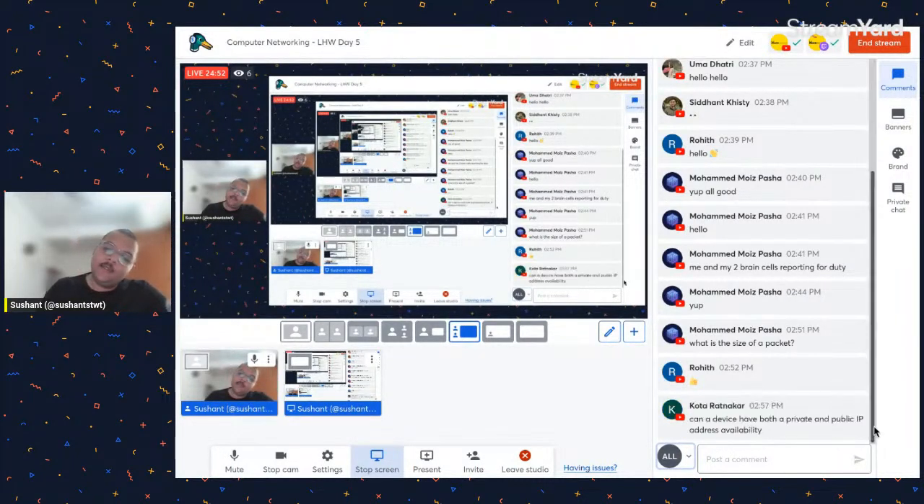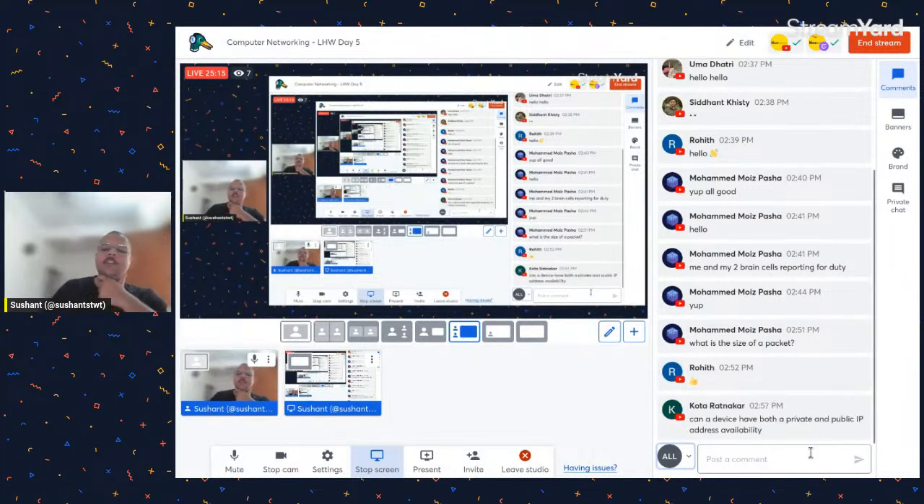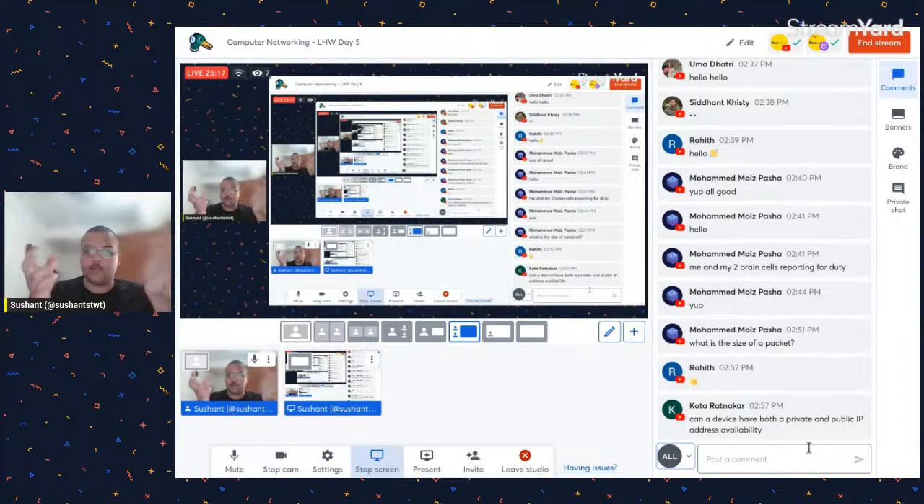Kota is asking a question: can a device have both a private and a public IP address? That's actually a good question. Let me think. Can a device have both a private IP and a public IP? Yes, it can. To be honest, yes, it can. It only depends on the context. So, how should I explain this? Yep, it can.